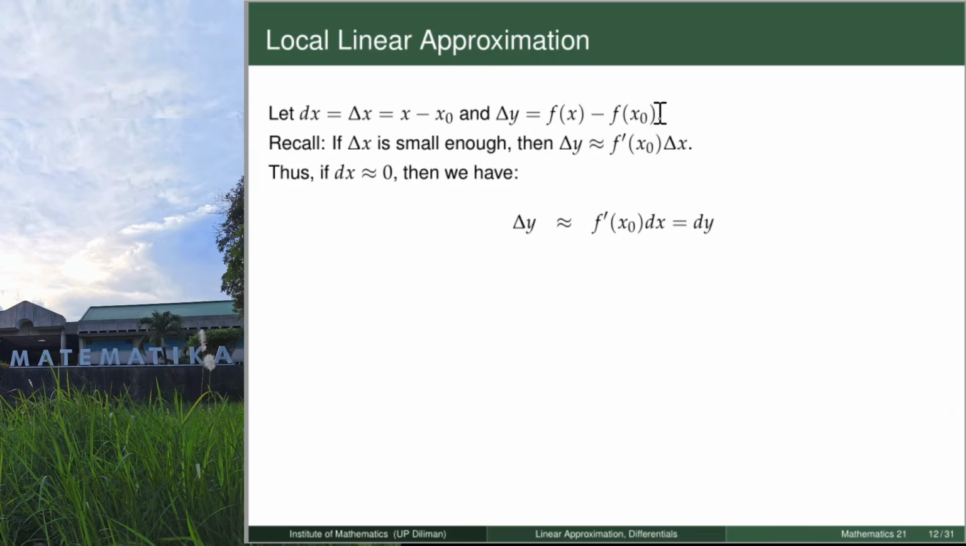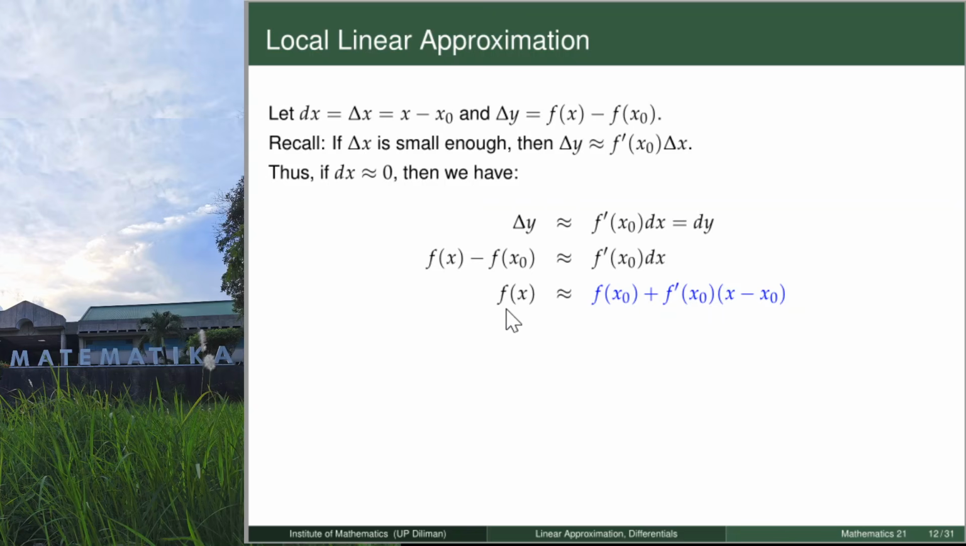And by the way, this expression on the right is familiar, right? It's actually your dy. So again, we will replace delta y with f of x minus f of x naught. Then copy the right-hand side. Then we transpose this to the right side, and then write dx as x minus x naught. And therefore, we will get this expression.